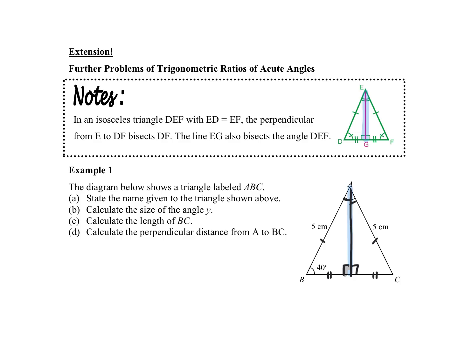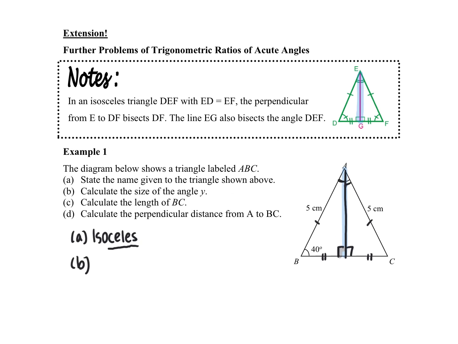So it says state the name given to the triangle shown above. What is it? What kind of triangle? Yes, isosceles triangle. Isosceles is C-E-L-E-S, not C-I-L-I-S. I have students who spell it wrongly. Okay, size of the angle Y. Okay, my angle Y is up above. It is a combination of 2 small parts. So if I can find half of it, I can find the full Y. So I'm just going to zoom into this right angle triangle.